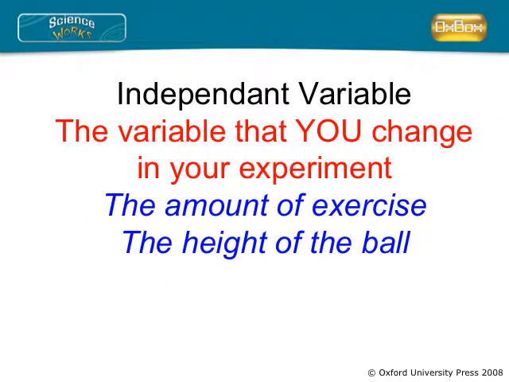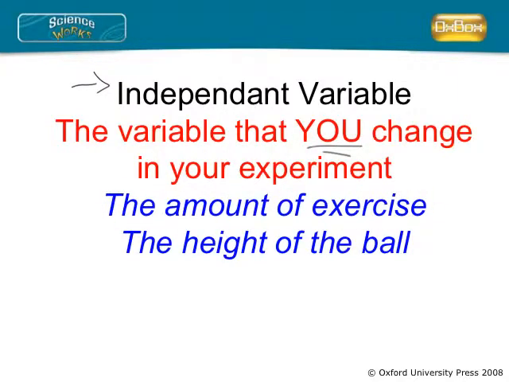Now, you may remember from the lesson in class that the independent variable is the variable that you change in your experiment. So if we think back to the exercise experiment, the independent variable in that one was the amount of exercise that you did. Okay, so that was what you were changing. Perhaps you ran up more stairs, or perhaps you did more lengths of the playground from one side to the other. You increased the amount of exercise, and that was your independent variable.